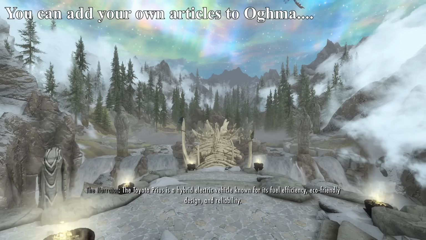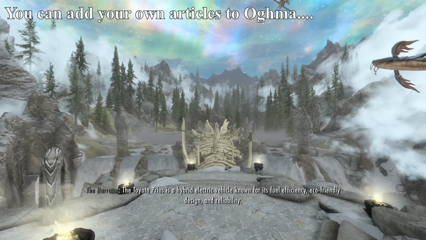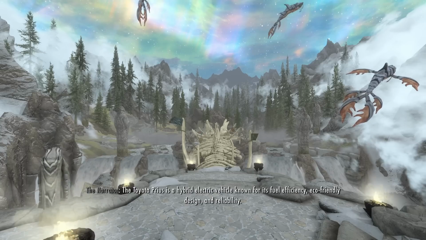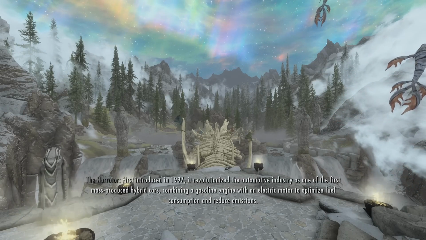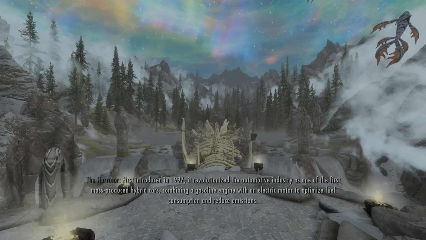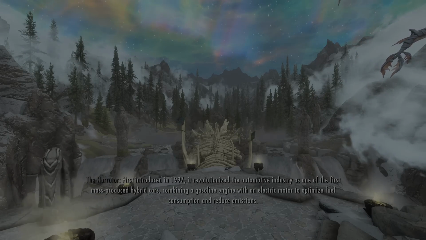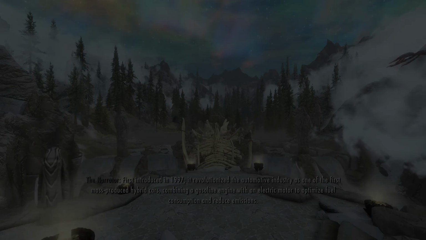The Toyota Prius is a hybrid electric vehicle known for its fuel efficiency, eco-friendly design, and reliability. First introduced in 1997, it revolutionized the automotive industry as one of the first mass-produced hybrid cars, combining a gasoline engine with an electric motor.